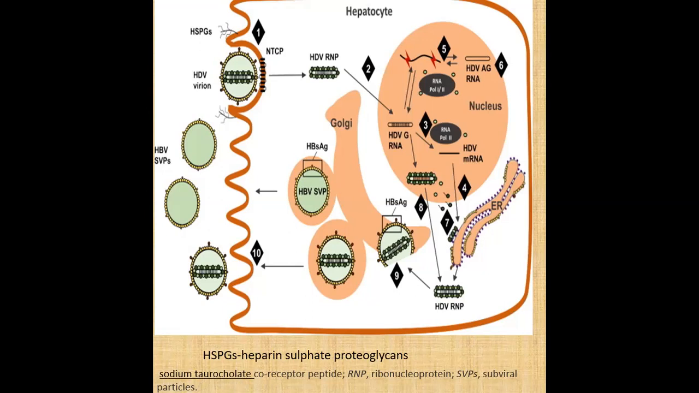Then, because of which, the transfer to this particular site, NTCP, should be carried out. The viral RNP is then transported to the nucleus, where it releases the viral genome. This RNP is transferred and enters the nucleus, and the contents are released into the nucleus, where it releases the viral genome that serves as a template for the transcription of hepatitis D messenger RNA.